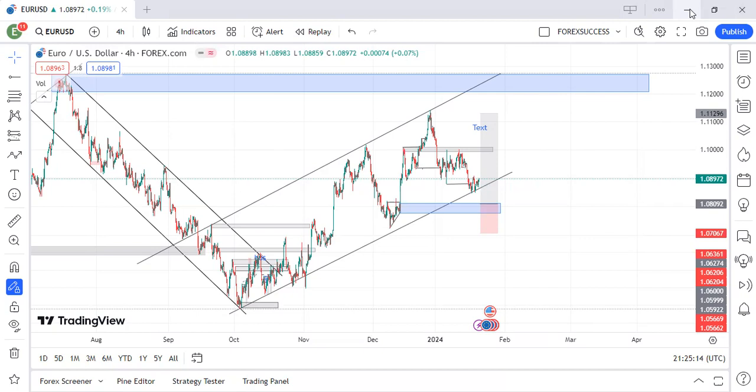I'm trying to see if I can share my MT5 screen so you guys can ask any other question while I leave this.